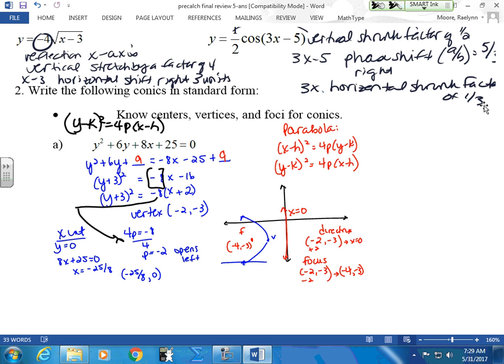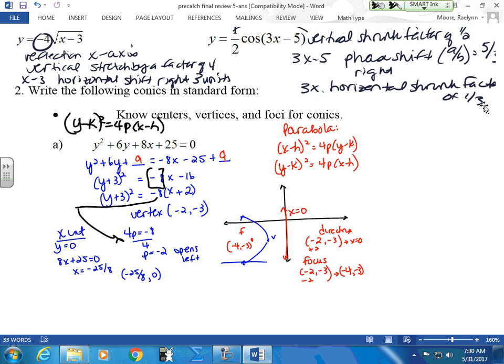Okay, so now you know it's opening left. You know your vertex: the h always goes with the x, no matter what side it's on, and the k goes with the y. They both come out the opposite way from how they're in the parentheses. So get your vertex. Now give me a sketch.